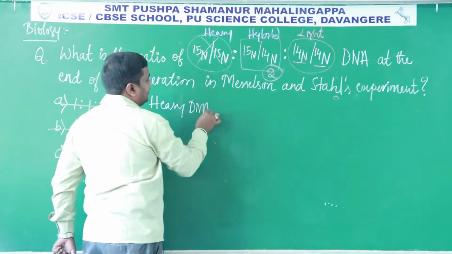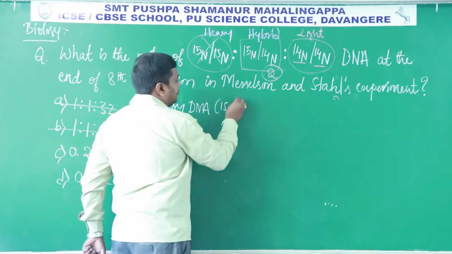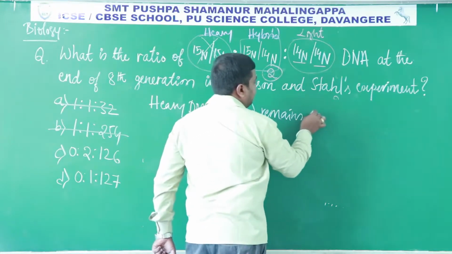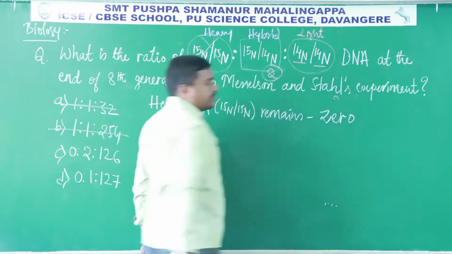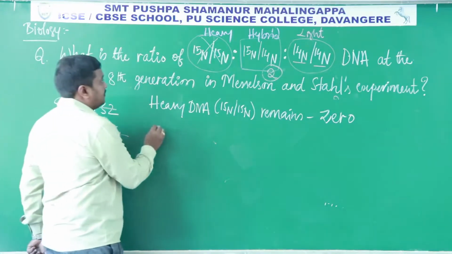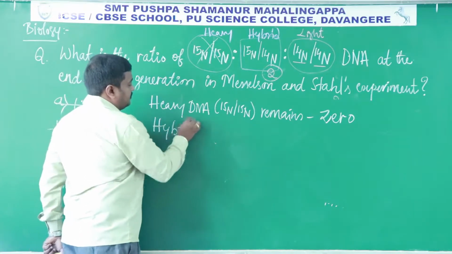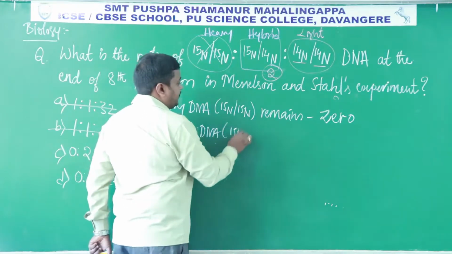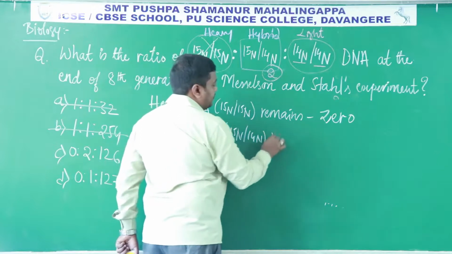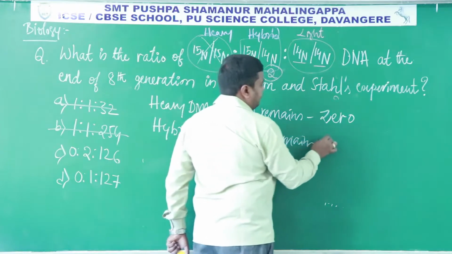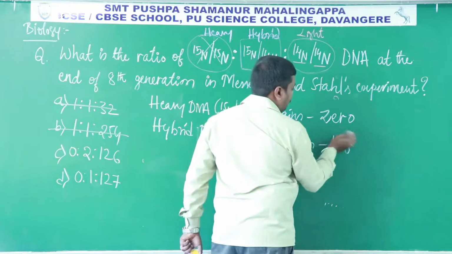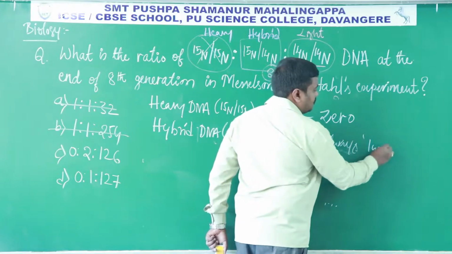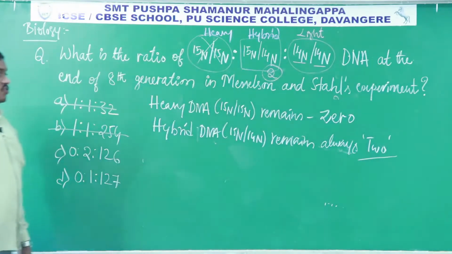Heavy DNA, that is 15N, remains 0 always. Hybrid DNA, that is 15N and 14N, remains always 2. The number does not change, it remains 2 always.